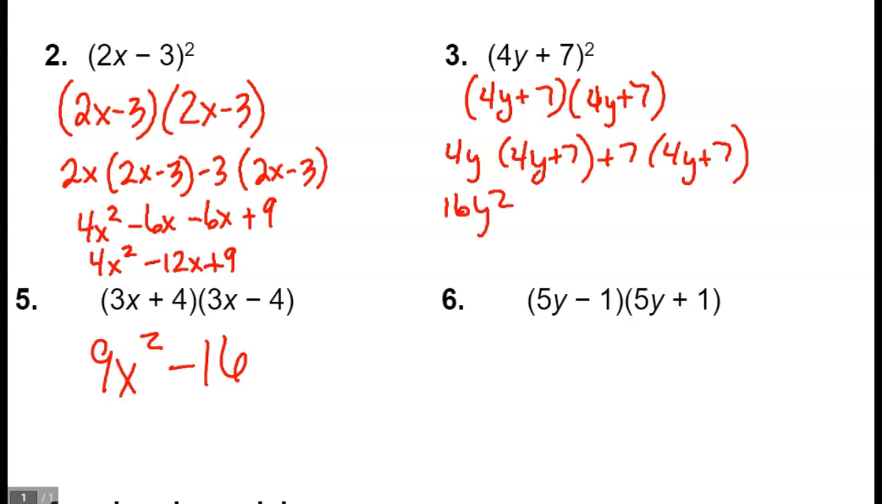4y times 7 is 28y. 7 times 4y, 28y. 7 times 7 is 49. My middles combine to get 56y.